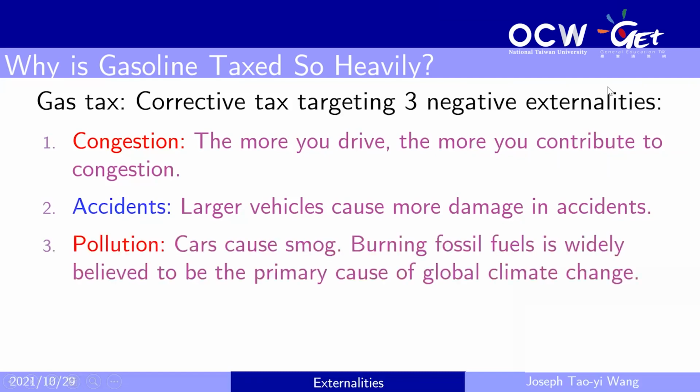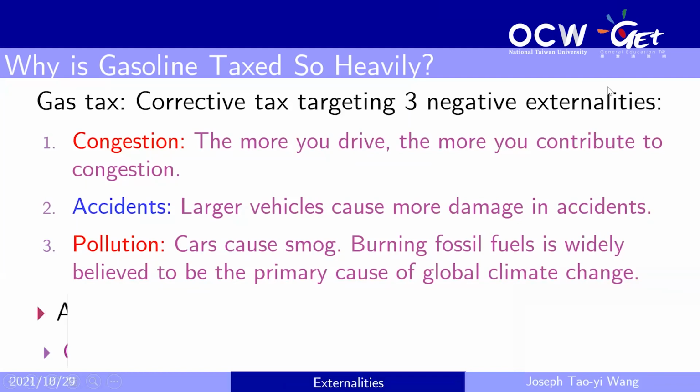And then there's also pollution. The more fossil fuel you burn, the more pollution you're going to create. And of course, that's both for global warming and also for people's health. There are more and more cases of lung cancer, and people suspect these environmental factors are causing this. But in any case, congestion, accidents, and pollution are 3 different negative externalities that the gasoline tax is trying to target.